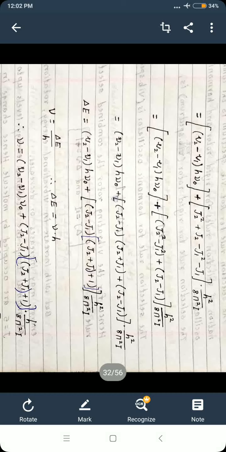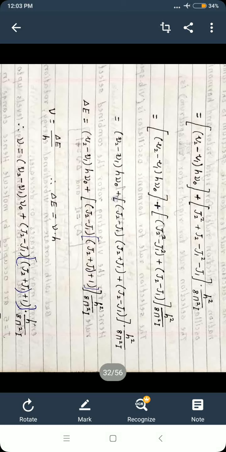Therefore, (v2 minus v1) into h v0 plus (J2 squared minus J1 squared) plus (J2 minus J1), just the square terms collected, then into h squared upon 8 pi squared I. Then (v2 minus v1) into h v0 plus, J2 squared minus J1 squared is nothing but (J2 minus J1) bracket squared.